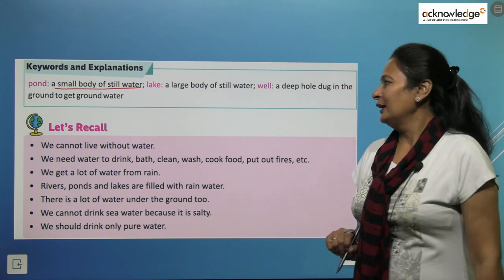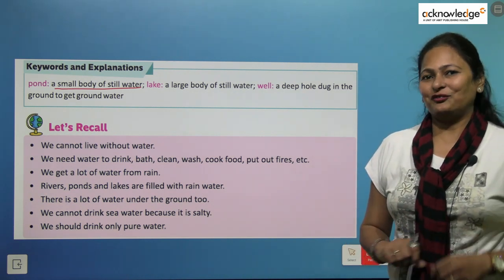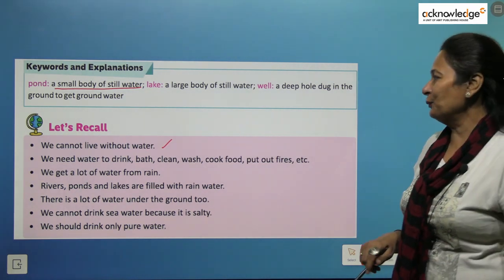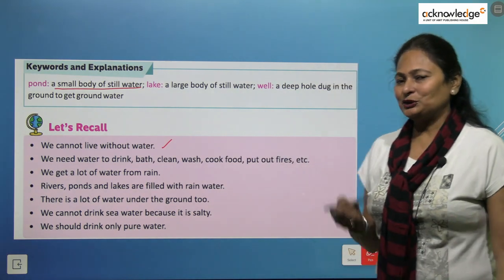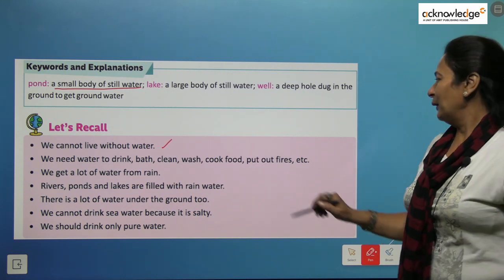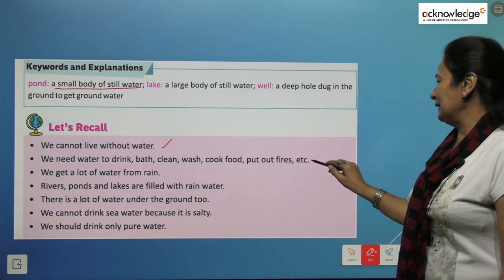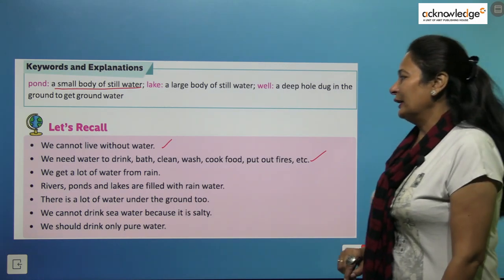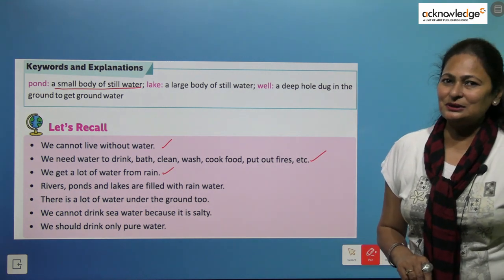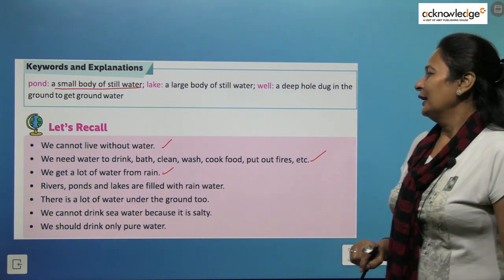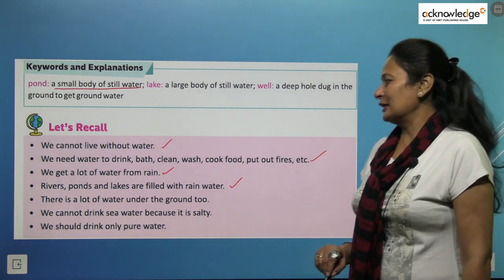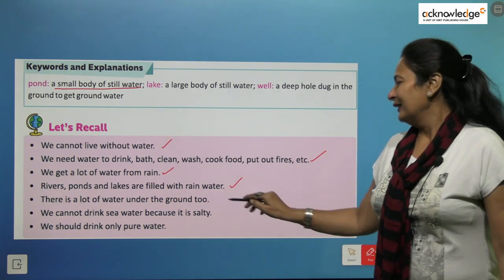Now, let's recall, we cannot live without water. All living beings need water, plants, animals and humans. We need water to drink, to bathe, to clean, to wash, to cook food and put out fire, etc. These are the uses of water. We get a lot of water from rain because it is the only natural source of water on earth. Rivers, ponds and lakes are filled with rain water. There is a lot of water under the ground too.